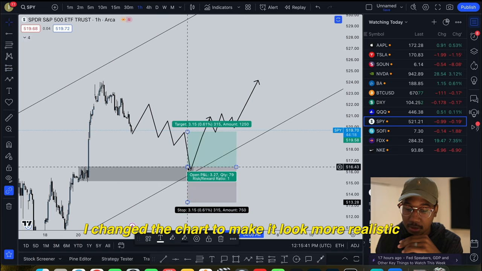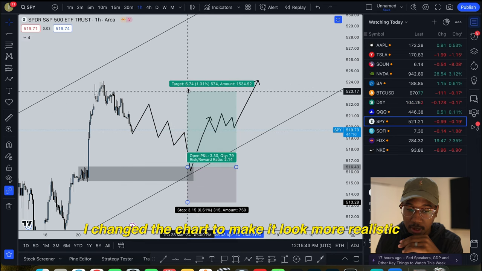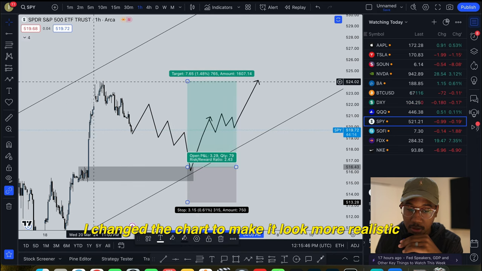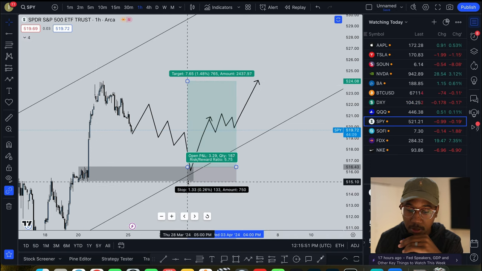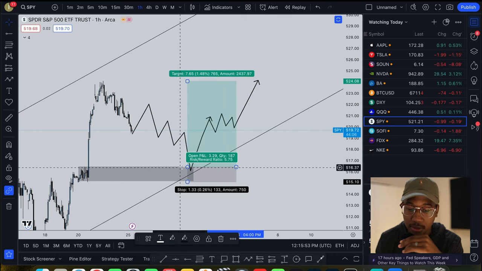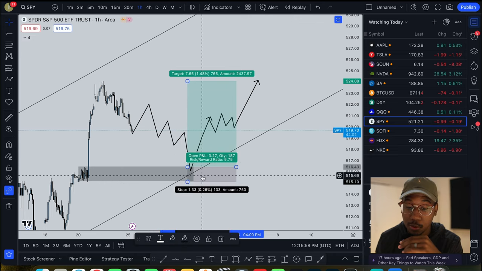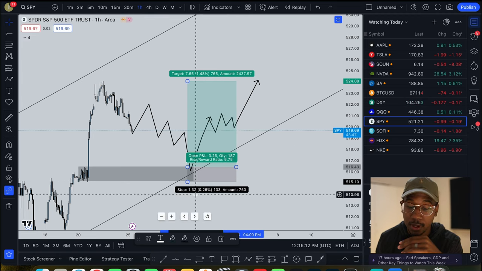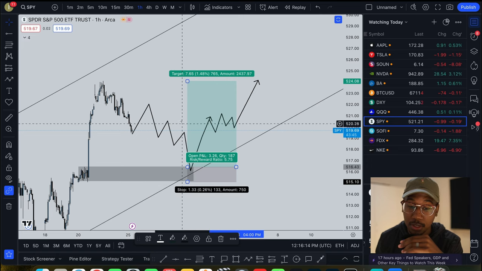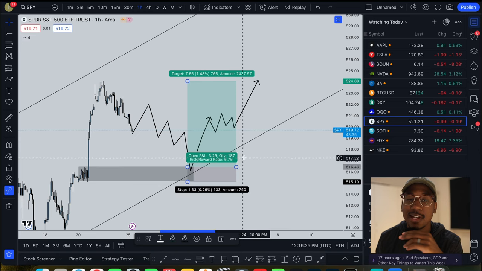Say we enter at the demand zone and our target is going to be the top over here. Stop loss is going to be a little bit past the bottom of the demand zone. And right there, this has a really nice risk to reward ratio. We almost have a 1-to-6 risk to reward ratio. So we are risking 133 to make 765. So that's not a bad return.